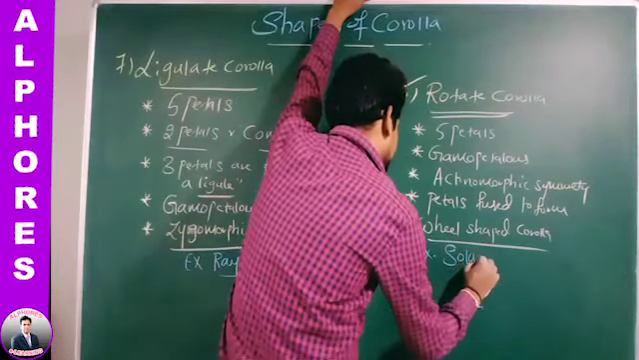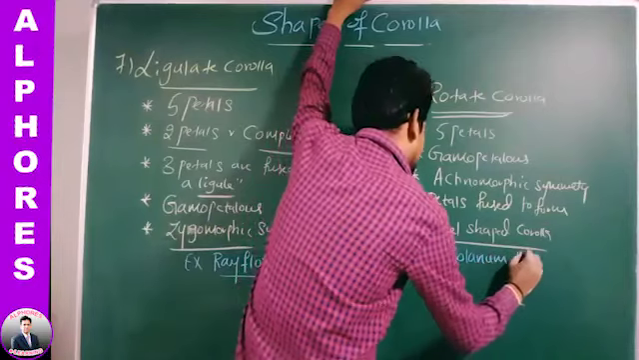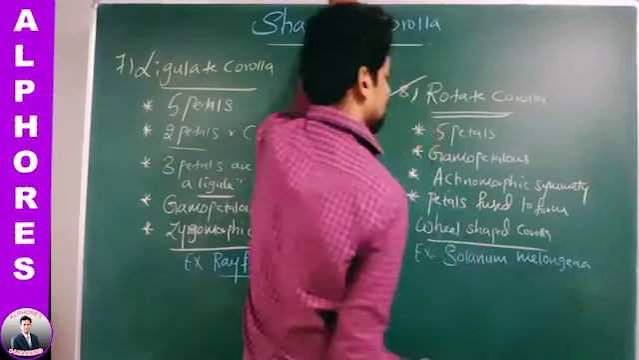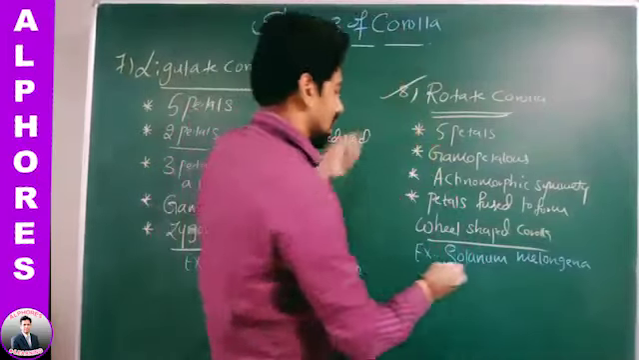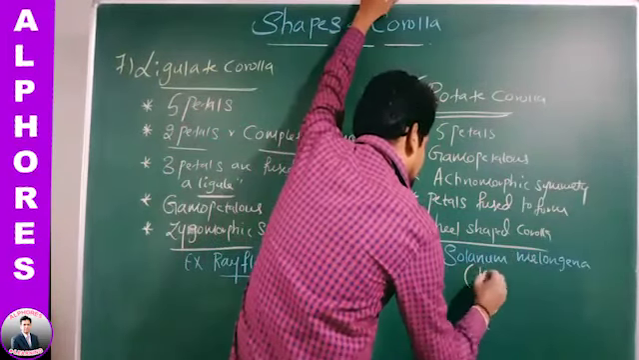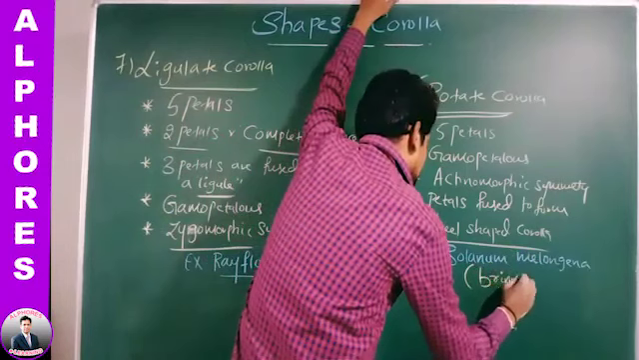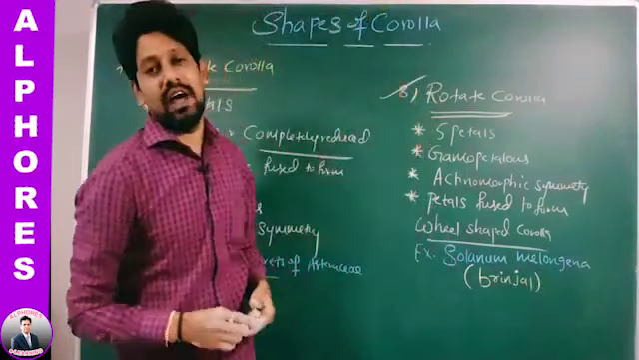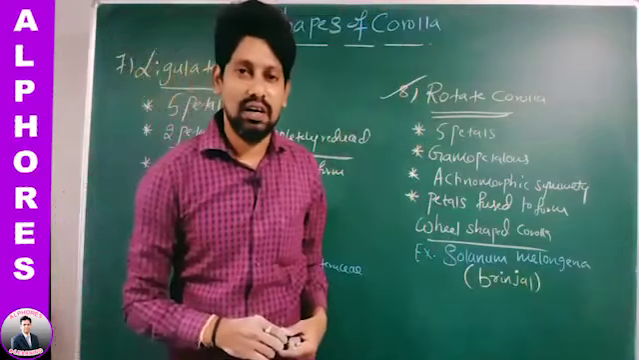Solanum melongena. The common name of Solanum melongena is brinjal, which comes under family Solanaceae.